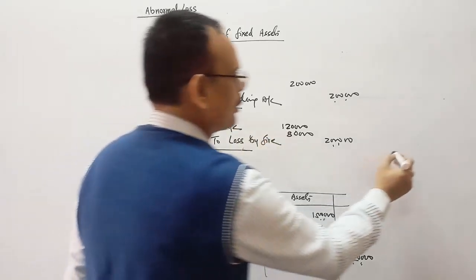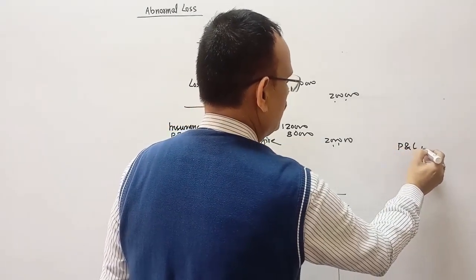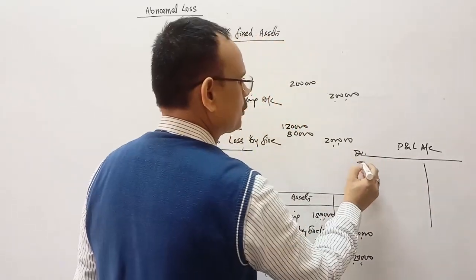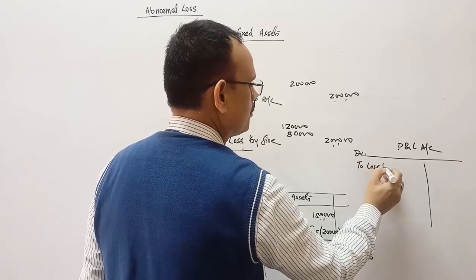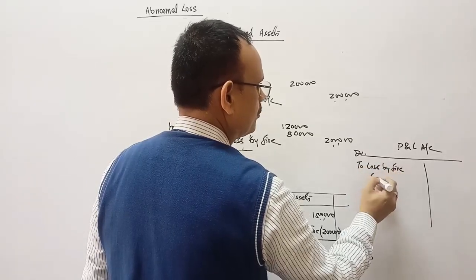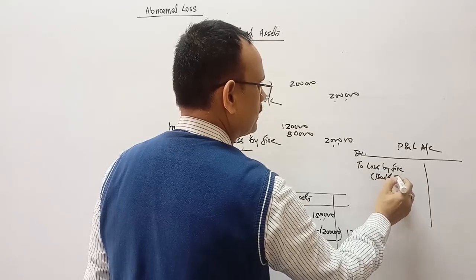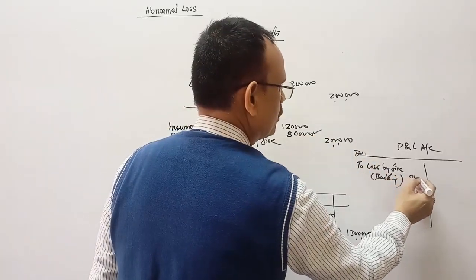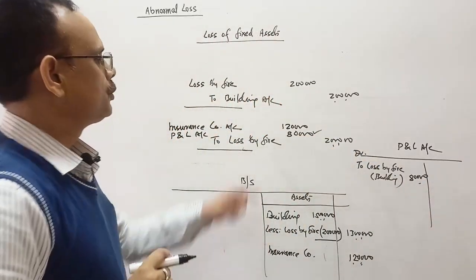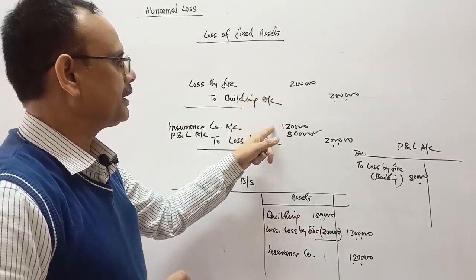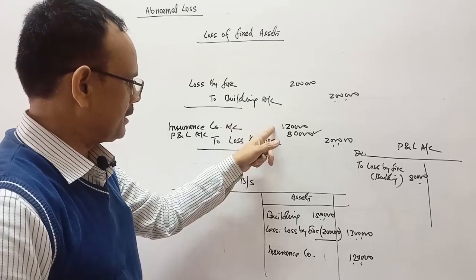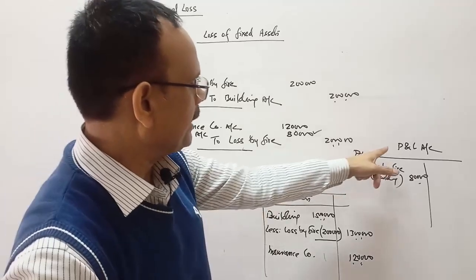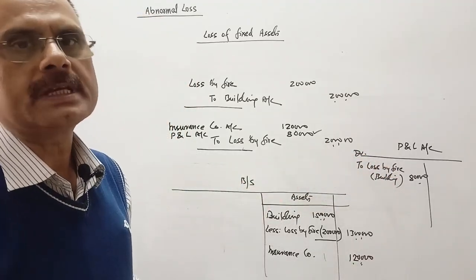When you prepare the profit and loss account, on the debit side you write building lost by fire. How much will you write? You will write only 80,000, because out of 2 lakhs, 1,20,000 is admitted by the insurance company. So the actual loss is 80,000, and this 80,000 will be reflected in the debit side of the profit and loss account.